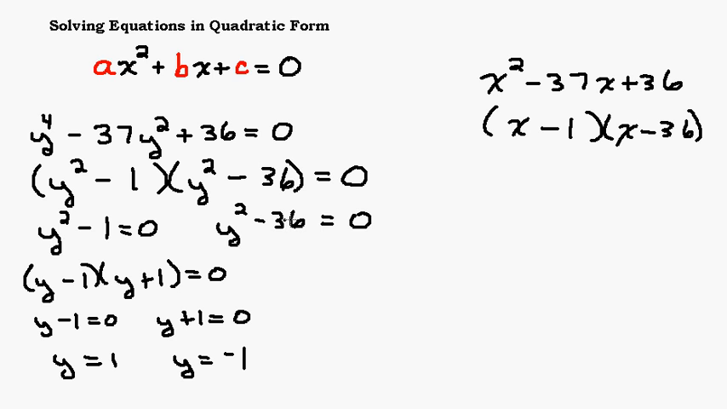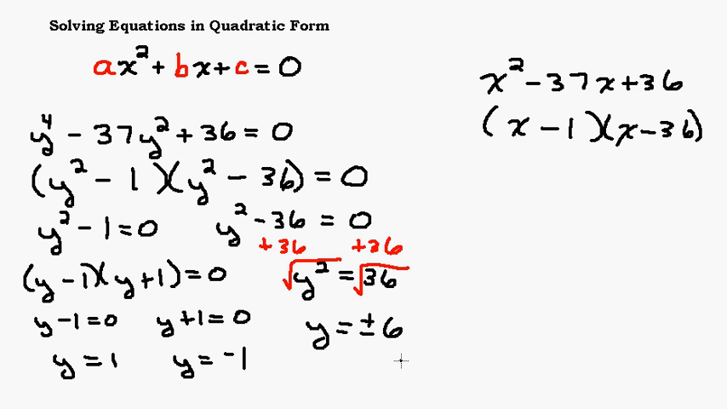Now the other way to do it, since you don't have a y term, is, and I'll do it here on this y squared minus 36, you could add the 36 over. So like on this one, we could have added the 1 over. And that would give you y squared equals 36. And then take the square root of both sides. And that gives you y equals plus or minus 6. Which would have been the same thing you would have gotten if you would have factored it to y minus 6, y plus 6. Okay, so your final solution set, y equals positive or negative 1, positive or negative 6.